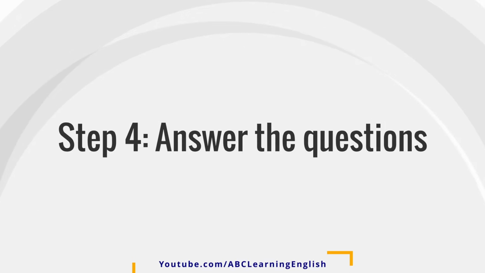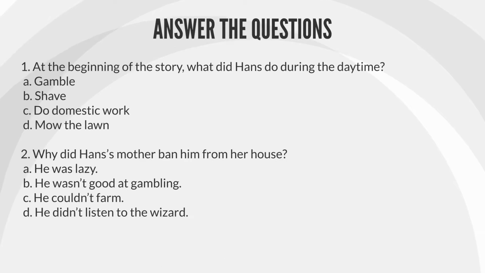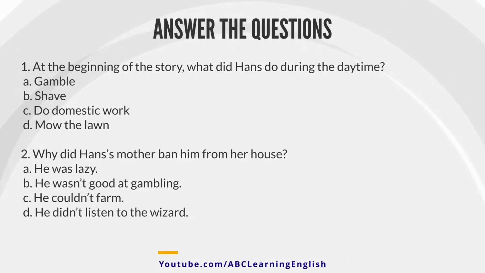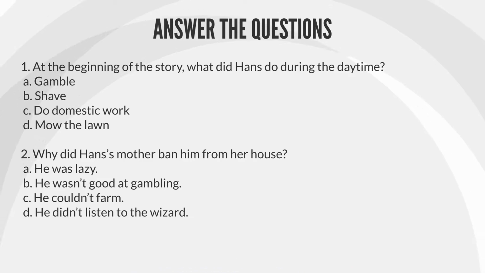Step 4. Answer the questions. 1. At the beginning of the story, what did Hans do during the daytime? A. Gamble. B. Shave. C. Do domestic work. D. Mow the lawn.